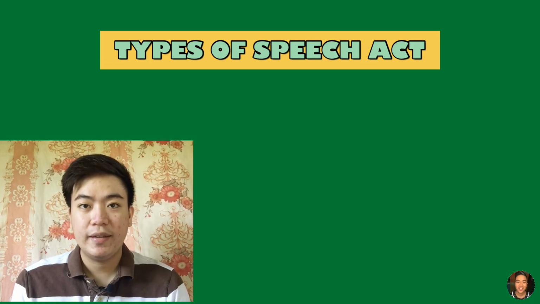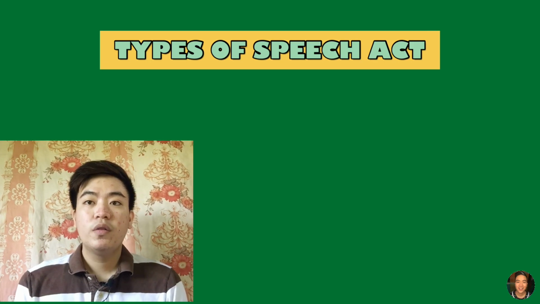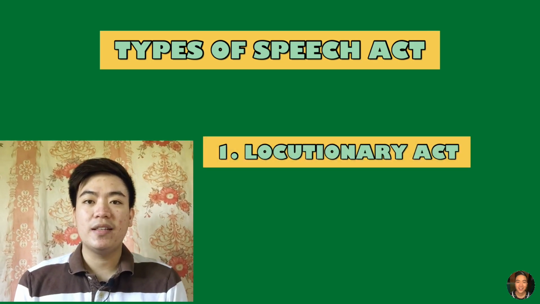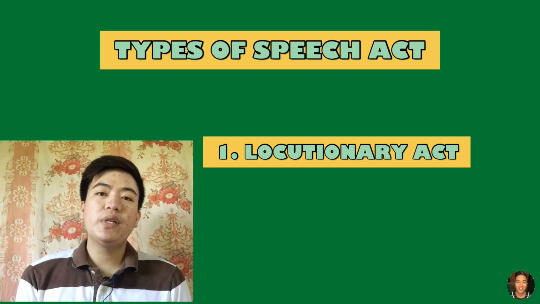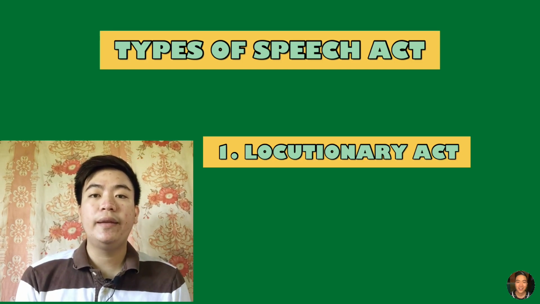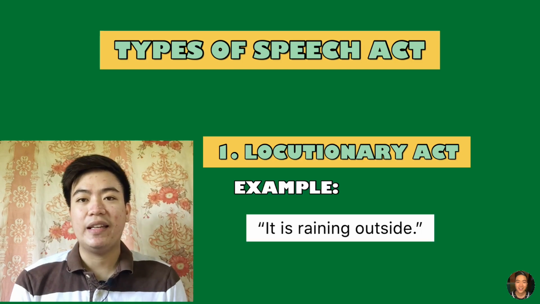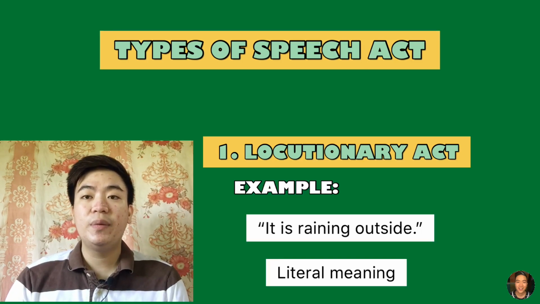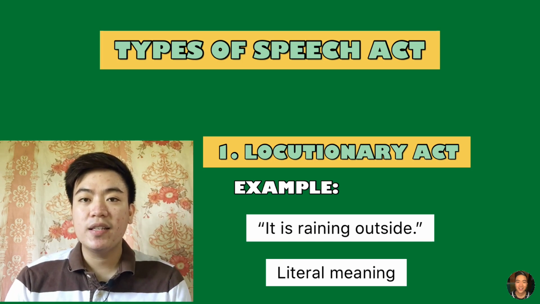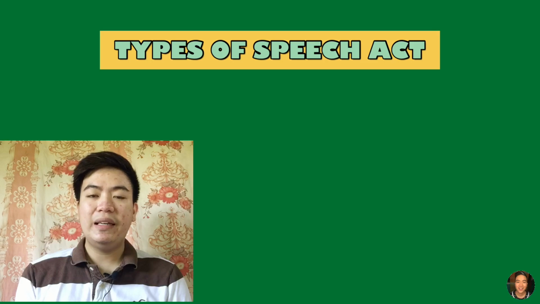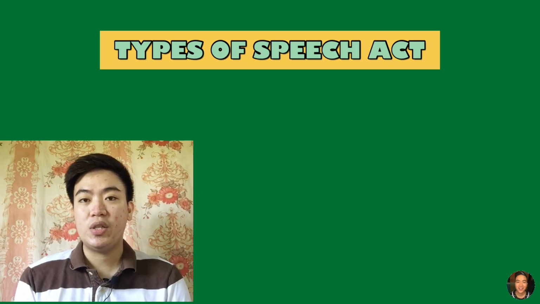According to Austin, there are three types of speech act. First is the locutionary act. It is the act of making a meaningful utterance. So when we produce an utterance, that is what we call a locutionary act. So let's have some example. It is raining outside. So the example is the literal meaning, and that is an example of locutionary act. So the speaker must produce clearly the words in order to deliver the intended meaning of the message.